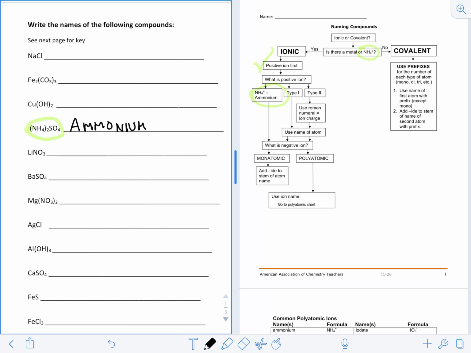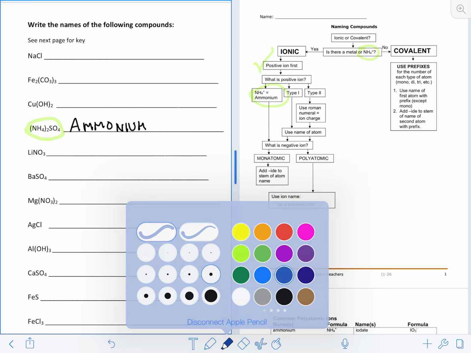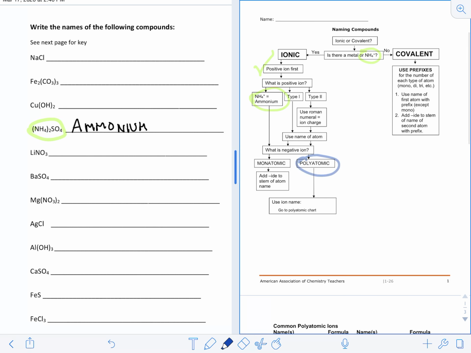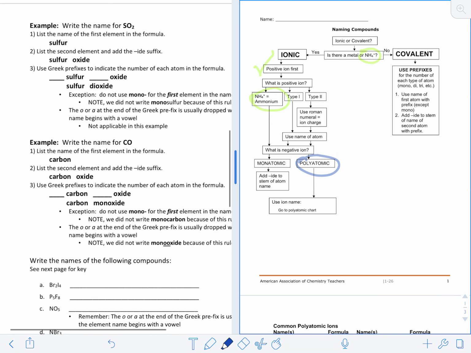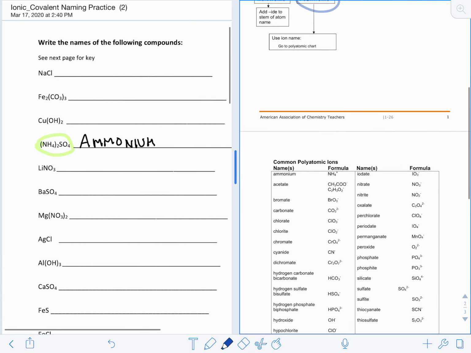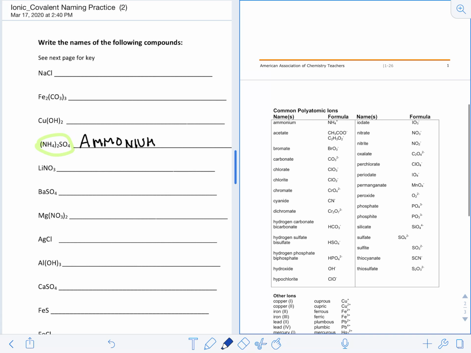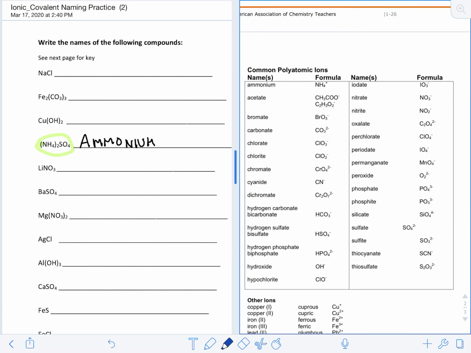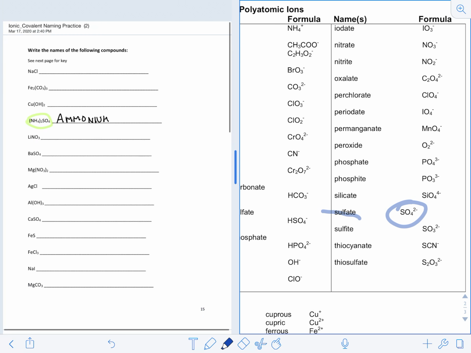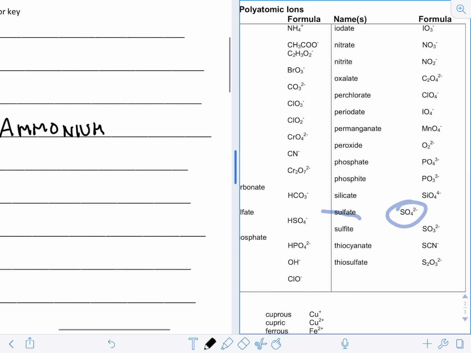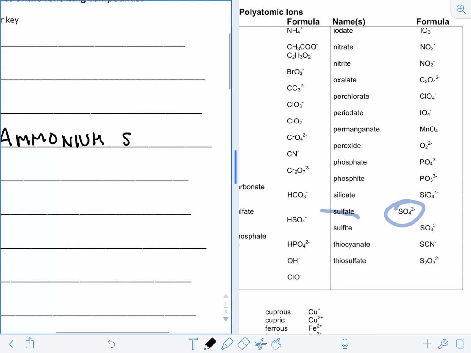And then what is the negative ion? Well, notice that it's not monoatomic, it is polyatomic because it's got parentheses. So when that happens, you need to go looking on the chart. Oh wait, I'm going the wrong direction, guys. Okay, so I want to look for SO4, and when I look for SO4, it is right over here. And notice that it is sulfate. So when I write the name, I want to write sulfate next to ammonium.